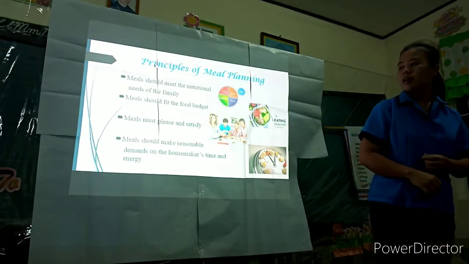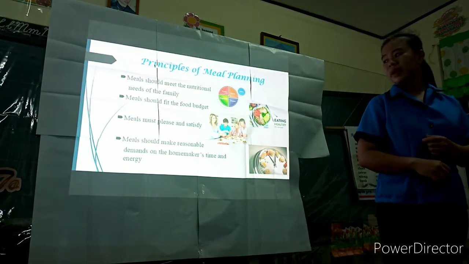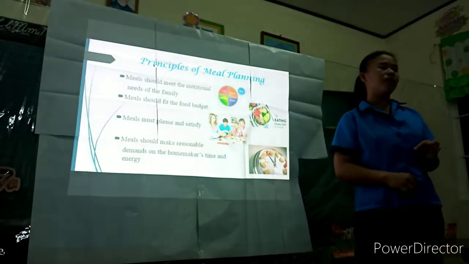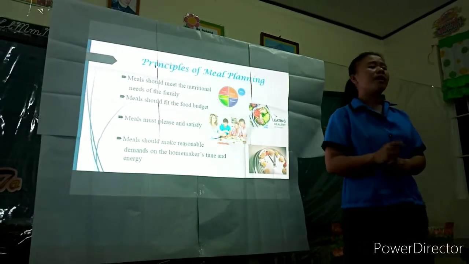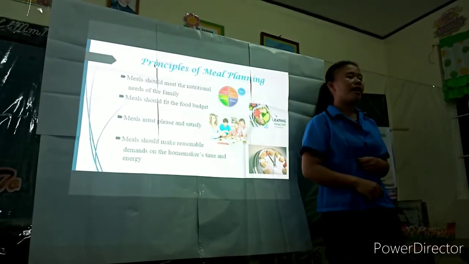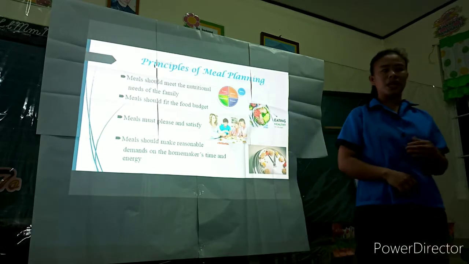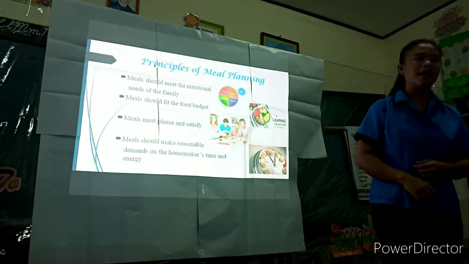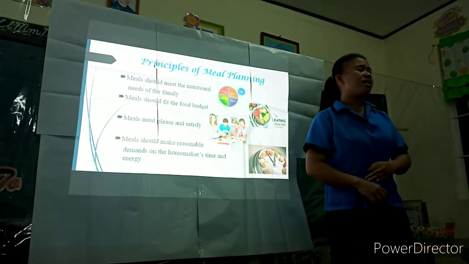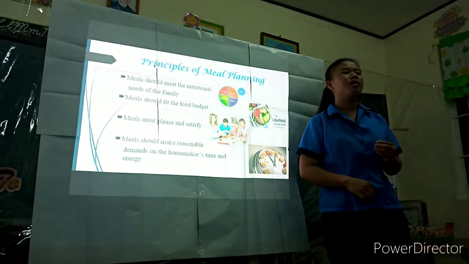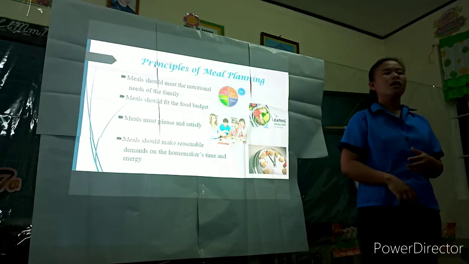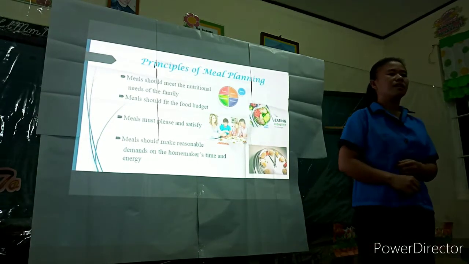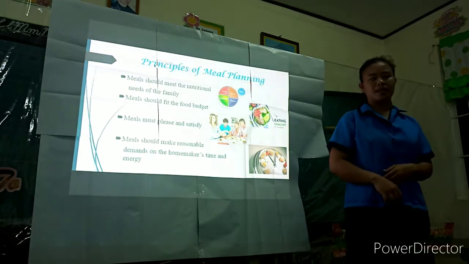Next is, meals should fit the food budget. Yes, money spent for food can buy much or little, depending on the homemaker's knowledge of wise buying and proper food selection. Number 3, meals must please and satisfy. Nutritious meals will promote health only if they are eaten. Therefore, meals nutritionally prepared should appeal to the senses and arouse a desire to eat them.